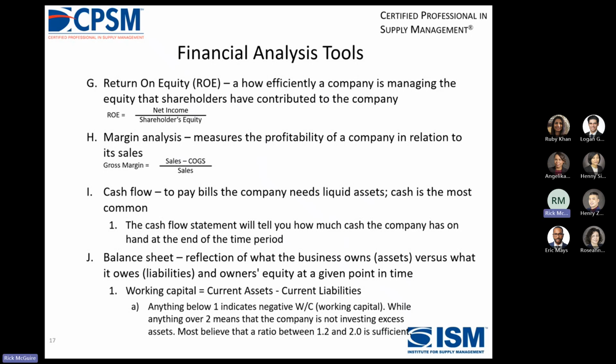Working capital, we've talked about a few times. We need this because we have to pay our supply base sooner than we're going to get money from our customers. You can see how much working capital a company is using by taking the current assets minus the current liabilities on the balance sheet. Anything below 1 indicates negative working capital, which means the current assets are less than the current liabilities, which is not a good position to be in. Anything over 2 means the company's just sitting on cash. Most believe a ratio between 1.2 and 2 is sufficient.